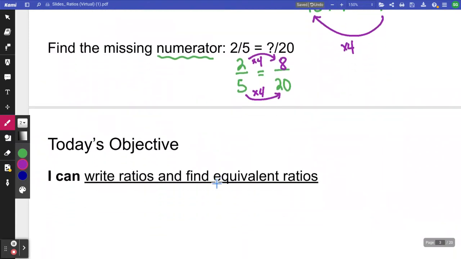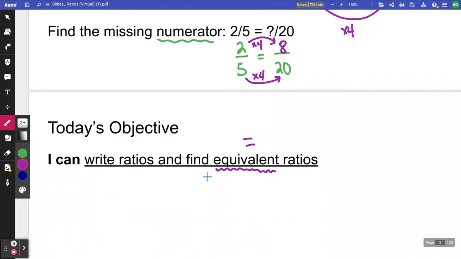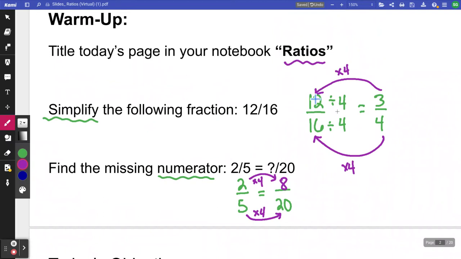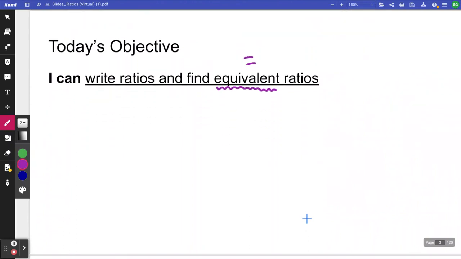Our goal for ratios is 2 parts. The first part is we're going to talk about how you write ratios. In order to do that, we'll first start off by talking about what a ratio is, and then we're going to talk about finding equivalent ratios. In earlier lessons with me, we've seen this word before. Do you remember what equivalent means? When I see that word equivalent, it sounds to me like the word equal. We are talking about equal ratios. Similar to the idea up above, when we were saying 12/16 equals 3/4, those are equivalent fractions. Same right here, 2/5 and 8/20 are equivalent fractions. We're going to be talking about equivalent ratios in this lesson. So those are our 2 goals for today.